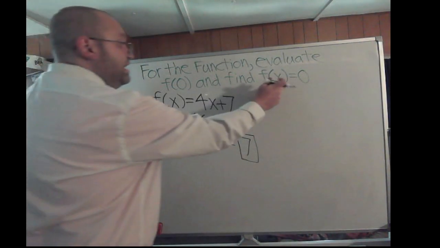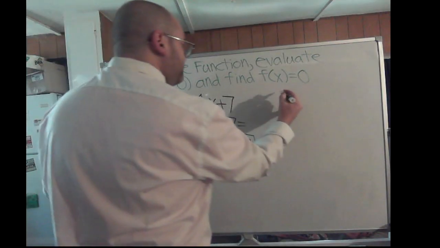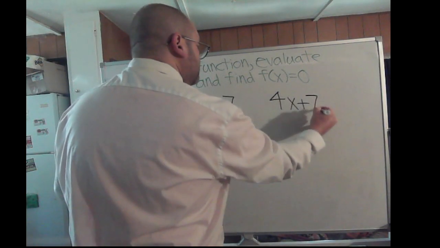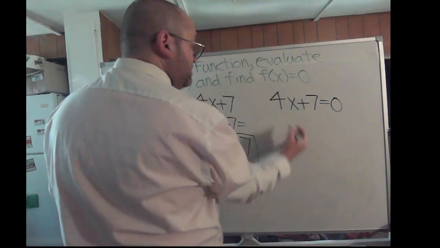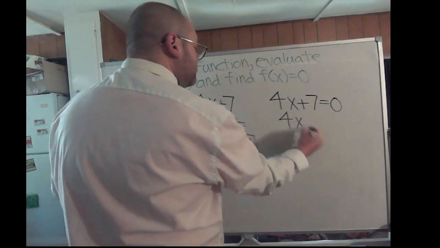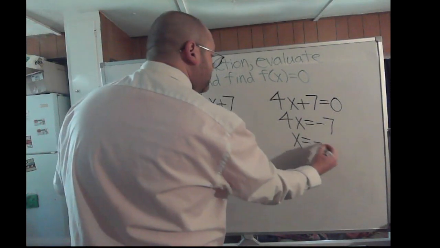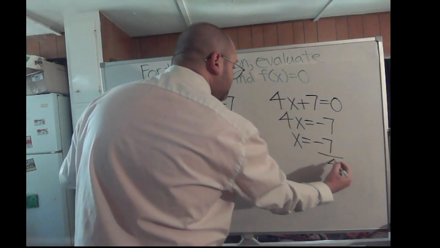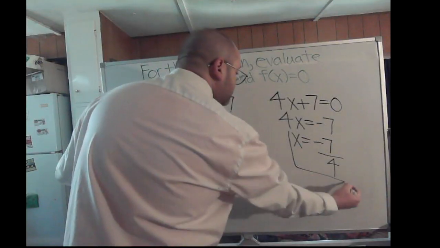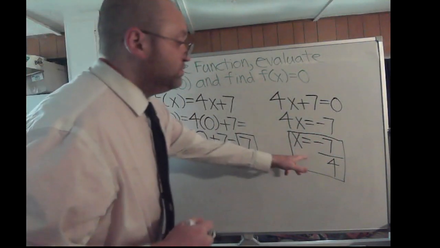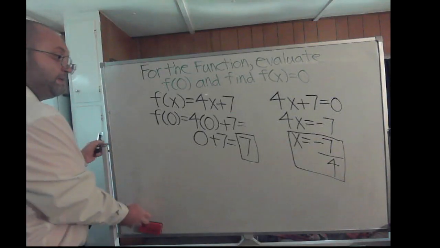Well, if we want to find f of x equals 0, we set that 4x plus 7 equal to 0. So 4x plus 7 equals 0, which would have to mean that 4x equals negative 7, then x would equal negative 7/4. So the solution for f of x equals 0 is x equals negative 7/4.